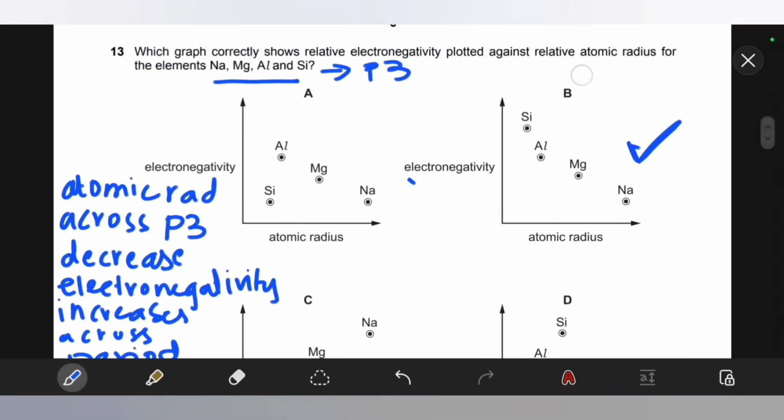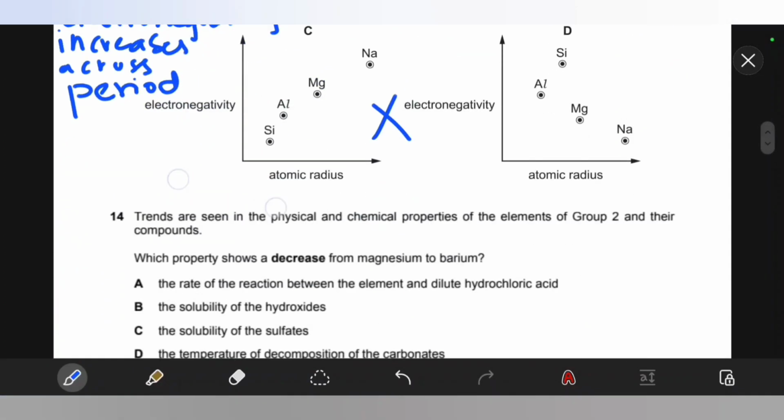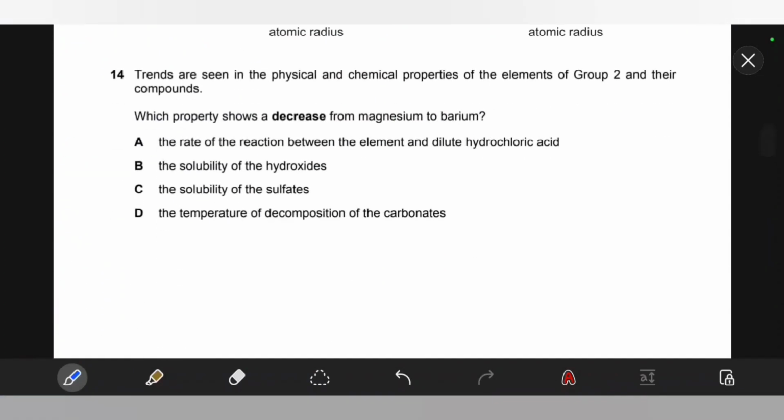Right, so our answer is most definitely B. Trends are seen in the physical and chemical properties of the elements of Group 2 and their compounds. Which property shows a decrease from magnesium to barium? The rate of the reaction between the element and dilute hydrochloric acid, this property does not decrease.